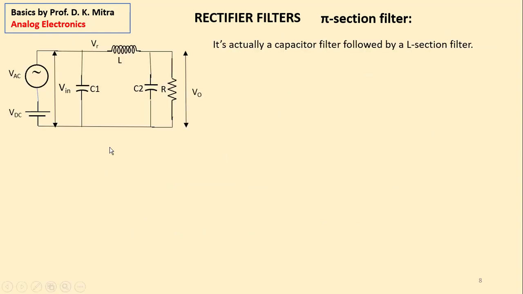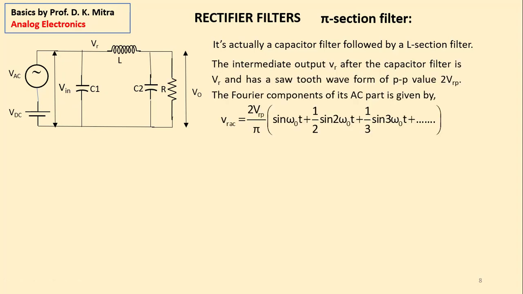Pi section filter is actually a capacitor filter, the first one we have learned, followed by an L section filter. So there is no great invention. It is the same filter permutation and combination. Here, the output of a half-wave rectifier, remember that it was a sawtooth wave.